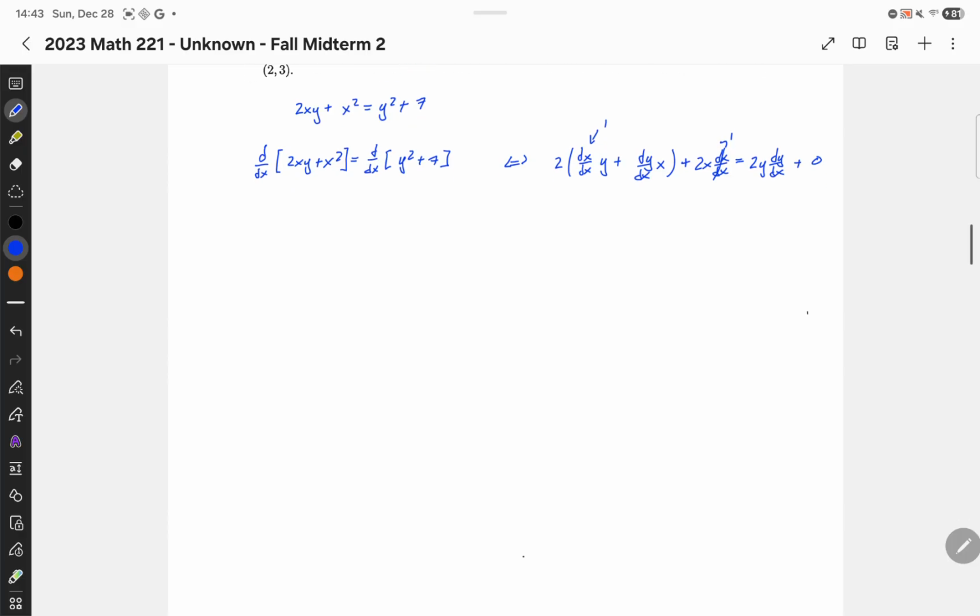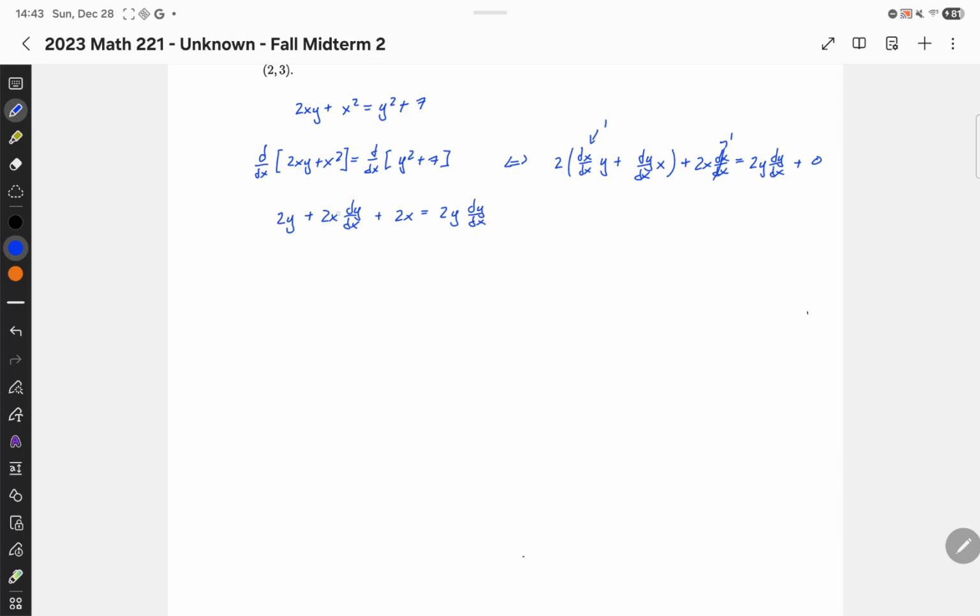And now let's go ahead and rewrite this. We get 2y plus 2x dy dx. I'm just distributing that 2 into these parentheses. And then we go plus 2x is equal to 2y dy dx.